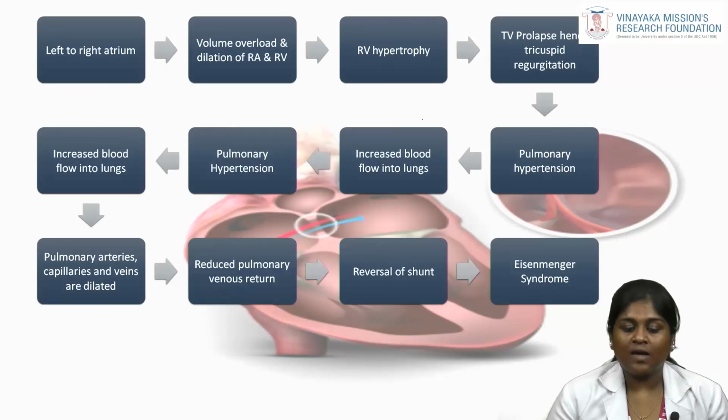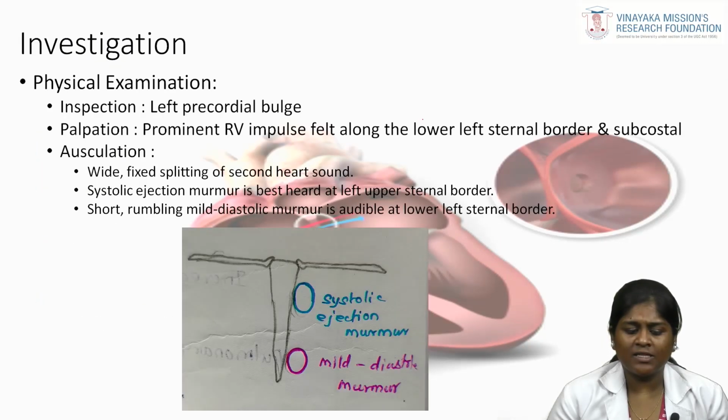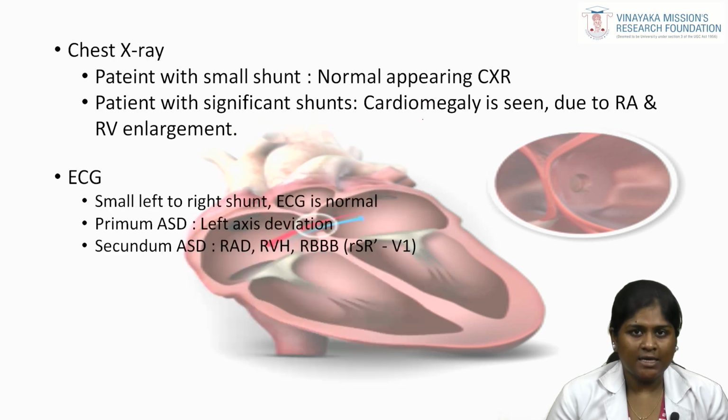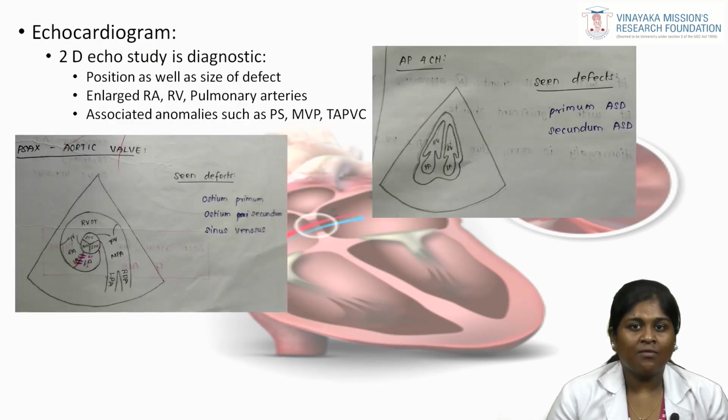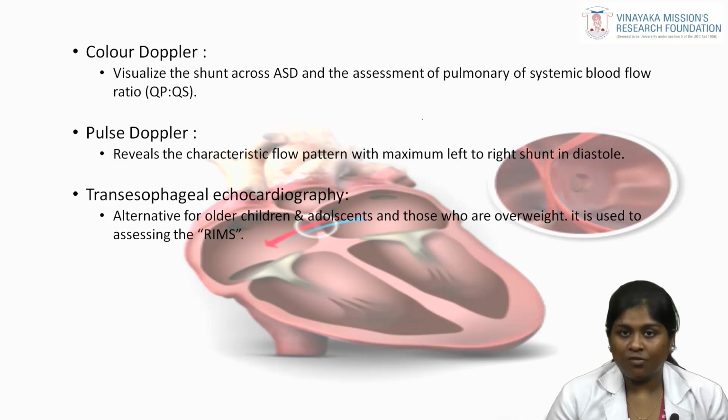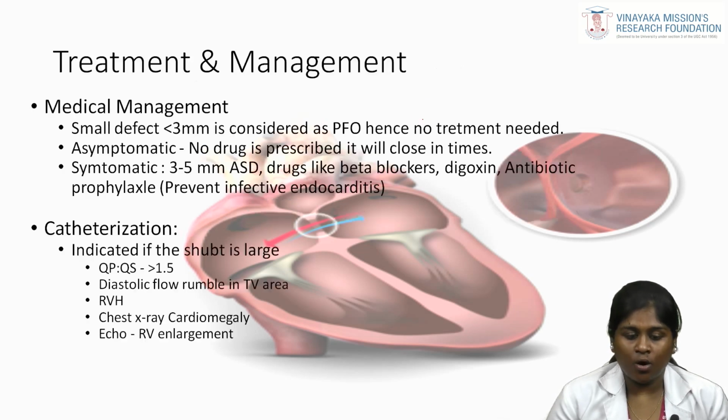In investigation we have seen different types of investigation like physical examination, ECG and echocardiogram. Echocardiogram plays a vital role, or we can say it is the gold standard for diagnosing ASD. And transesophageal echocardiogram is used when the patient is an adult or when we get a poor echo window in 2D echocardiogram, and also to check whether the rims are adequate or not.